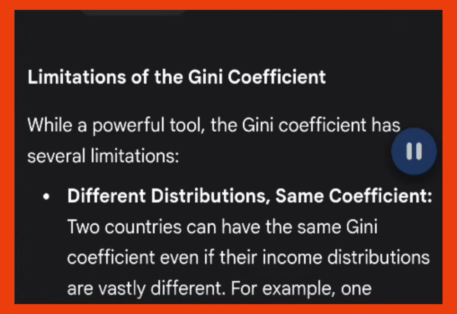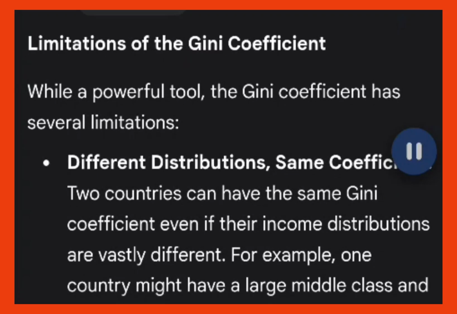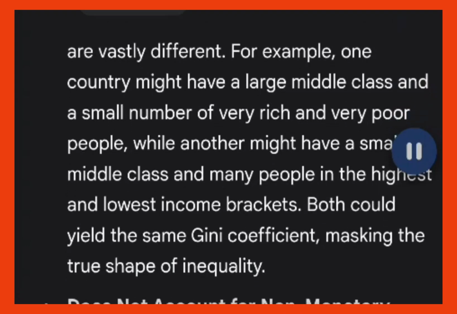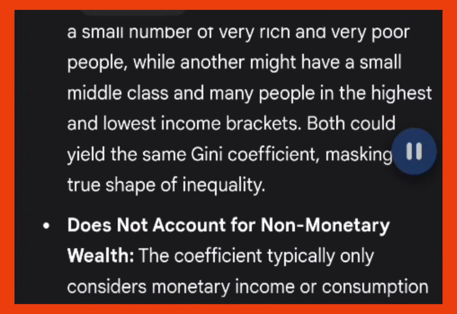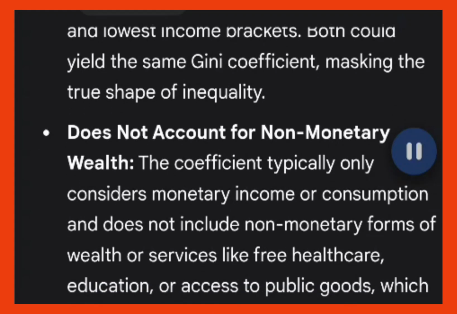Limitations of the Gini coefficient. While a powerful tool, the Gini coefficient has several limitations. Different distributions, same coefficient. Two countries can have the same Gini coefficient even if their income distributions are vastly different. For example, one country might have a large middle class and a small number of very rich and very poor people, while another might have a small middle class and many people in the highest and lowest income brackets. Both could yield the same Gini coefficient, masking the true shape of inequality.